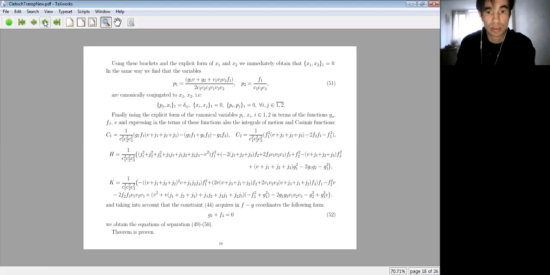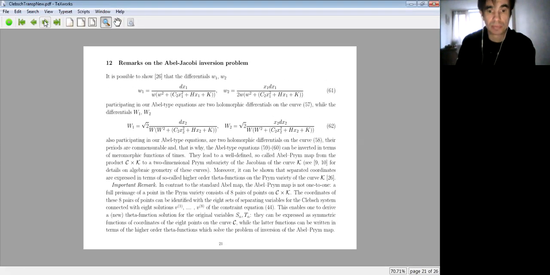So this enables us to derive a new set of functional solutions for the original variables S alpha, T alpha. They can be expressed as symmetric functions of the coordinates of the 8 points on the curve C, while the latter functions can be written in terms of higher order theta functions, which solves the problem of inversion of the Abel prime map.